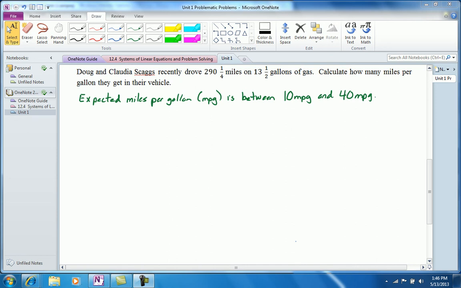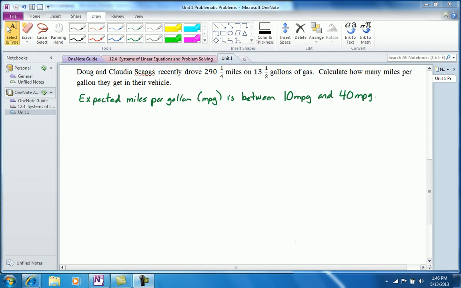Alright, so here we are with the miles per gallon problem in Homework 2.6 out of Unit 1. Doug and Claudia Skaggs recently drove 290 1/4 miles on 13 1/2 gallons of gas. Calculate how many miles per gallon they get in their vehicle.